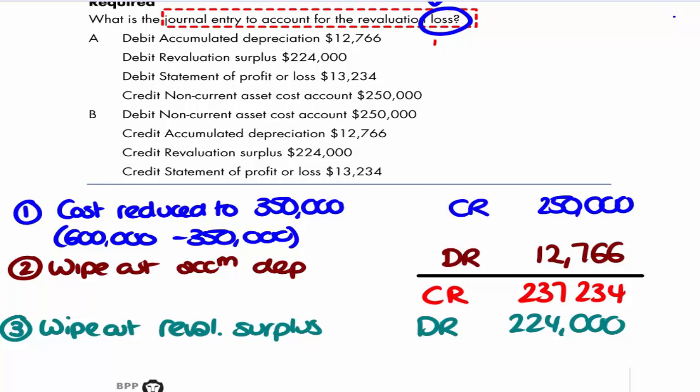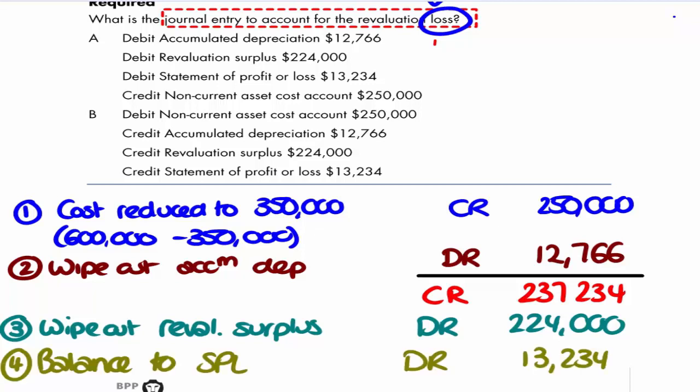So then finally, the last thing we've got to do is just to take the remaining impairment to the statement of profit or loss, which is therefore going to be a debit of $13,234. So, which of these answers is going to agree to what we have put down in our solution?